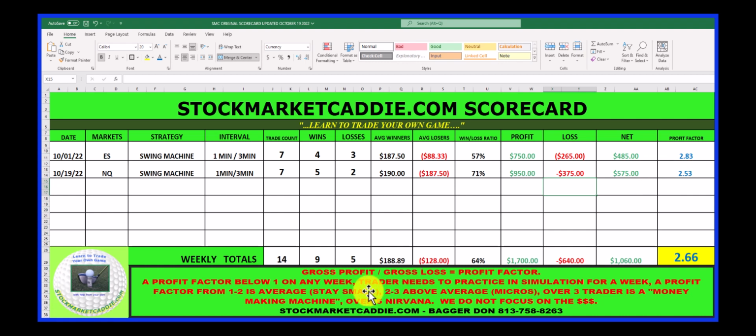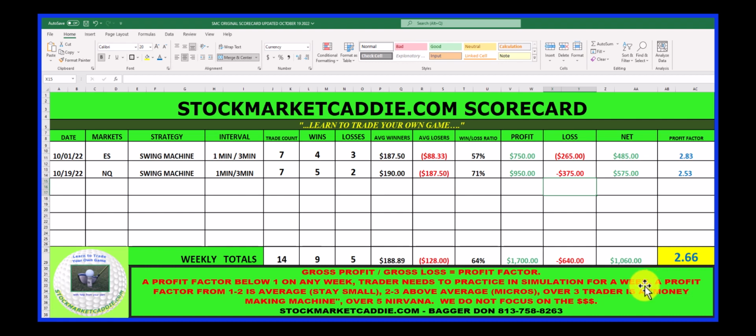So what we say here as a reminder, a profit factor below 1 on any week, we would suggest that trader stop trading for a full week. Go into the penalty box for a full week and trade in simulation until you get your profit factor north of 1, and find out what it is and reach out to us, and we'll try to do the best we can to help.